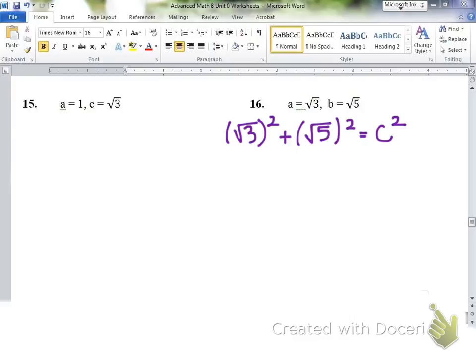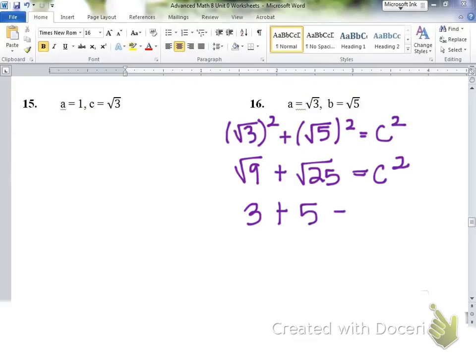Okay, guys, the square root of 3 squared. Square root of 3 times square root of 3 gives me square root of 9 plus the square root of what? Good, the square root of 25. So the square root of 5 times the square root of 5 equals c squared. What's the square root of 9? 3. Plus, what's the square root of 25? Okay, equals c squared.